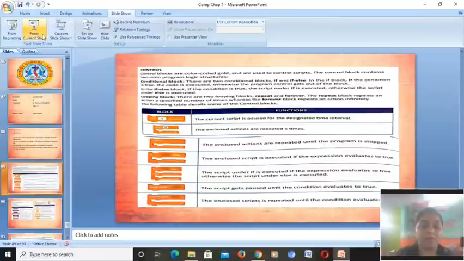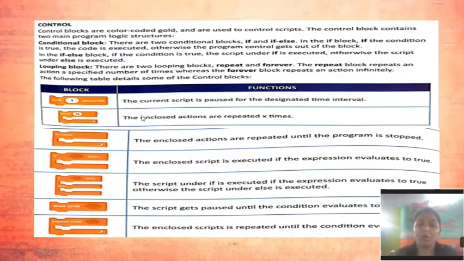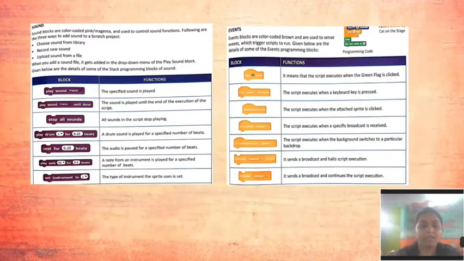Next we are having the control. Now we have already seen what the control blocks are, and they are golden colored. Yes, and they are used to control something. That is wait for 1 second, repeat, each and everything we have already seen in our practical. Next you are having the sound and the events.